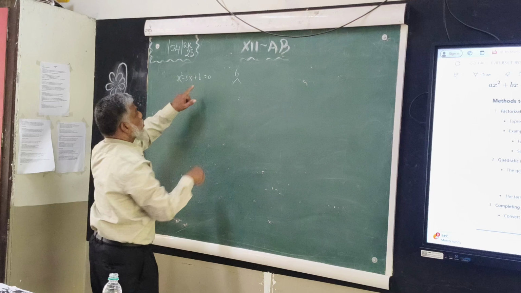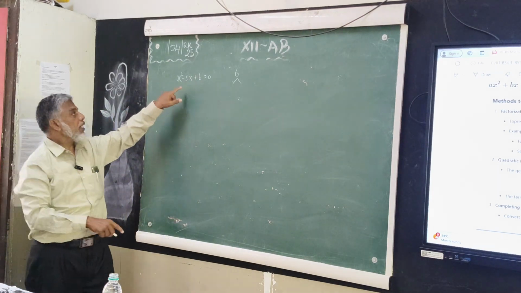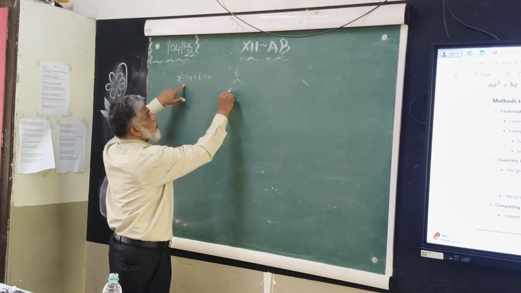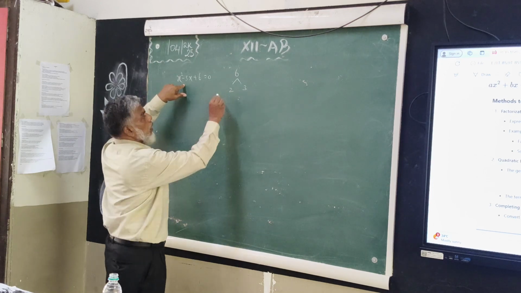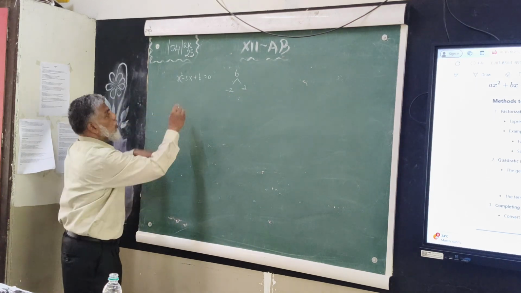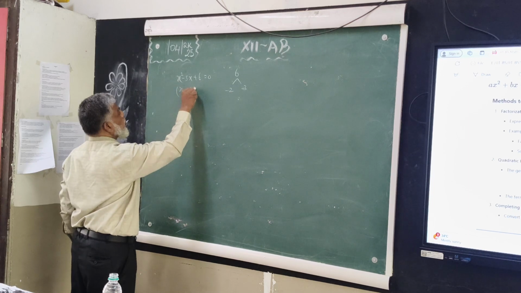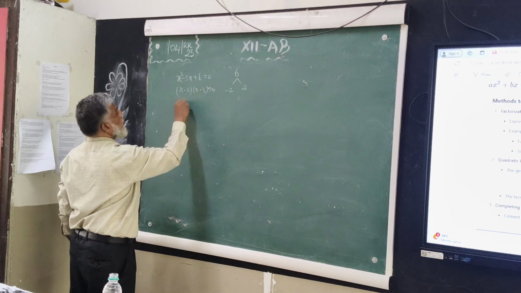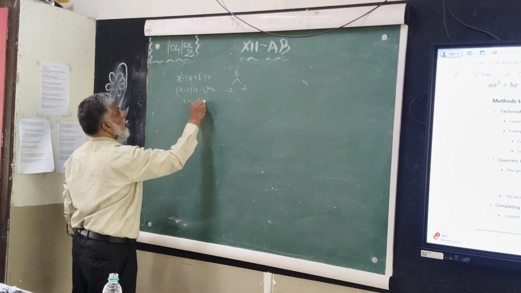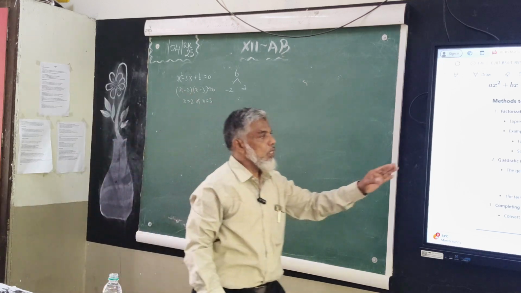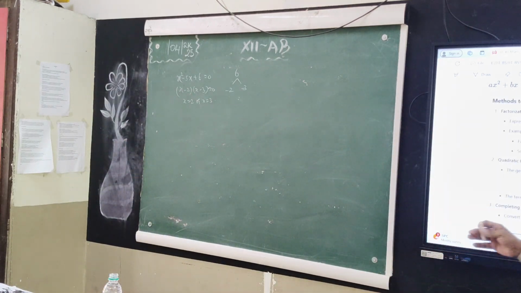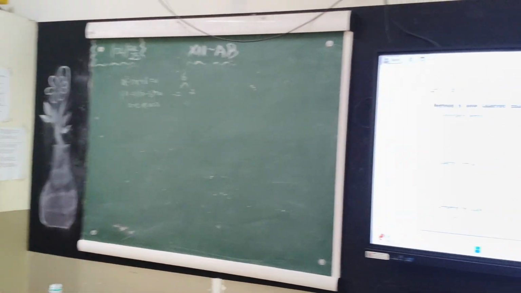So product should be 6. If you add, you will get 5. So it is 2 comma 3, minus 2 minus 3. So therefore it is x minus 2 into x minus 3, so x is equal to 2 or x is equal to 3. Okay, so we can factorize the quadratic equation without help of a formula.